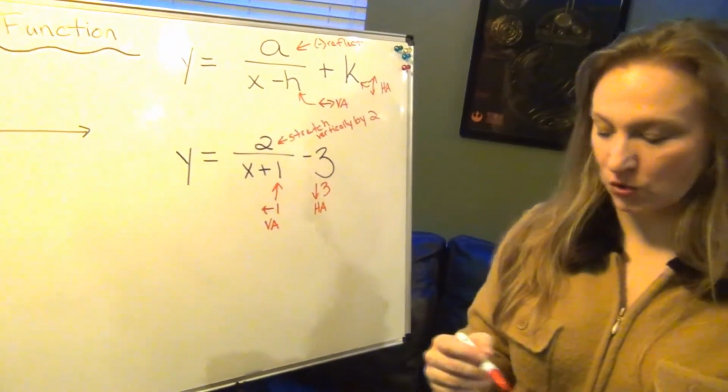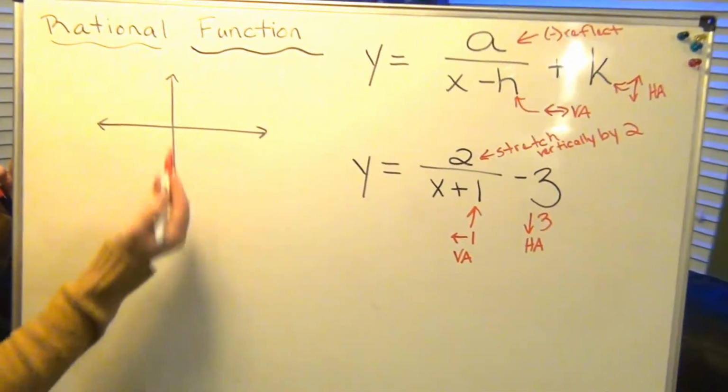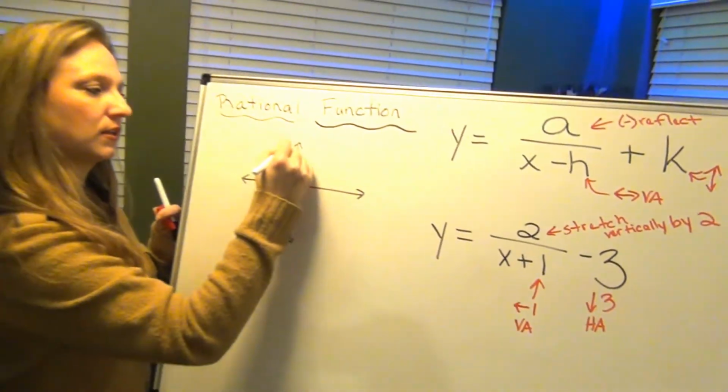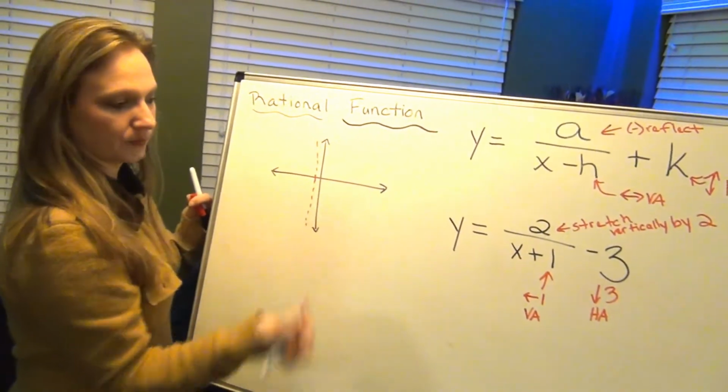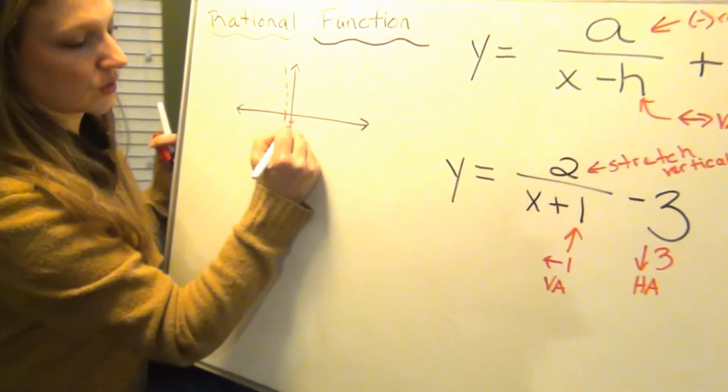Now let's apply it to the graph. First of all, I'm going to graph my vertical asymptote to the left 1. So I'm going to have an asymptote here. I have a horizontal asymptote that's going to be down 3.